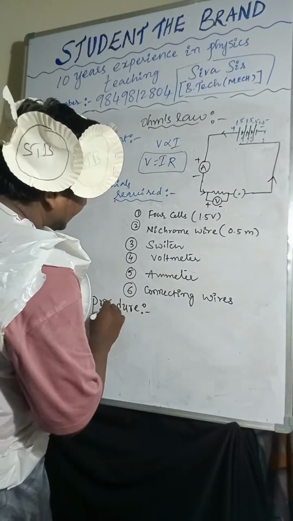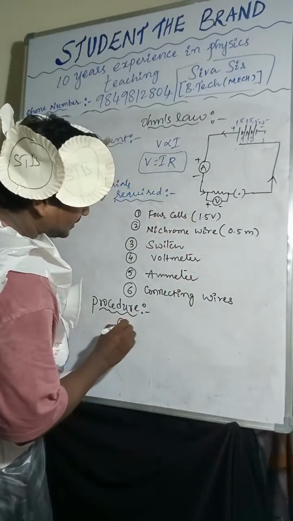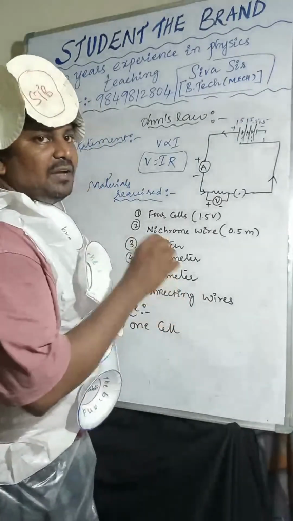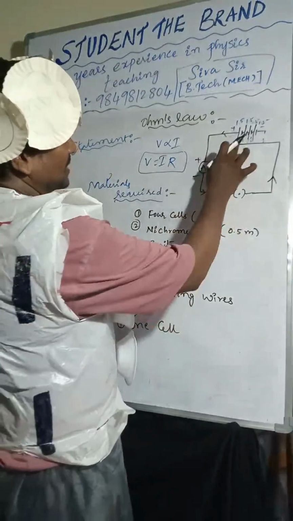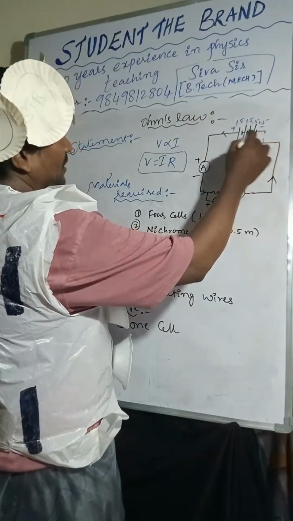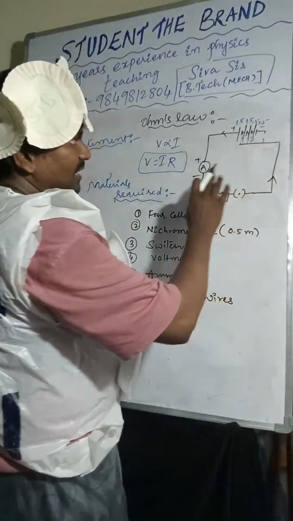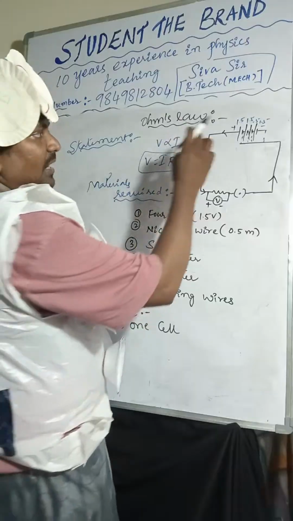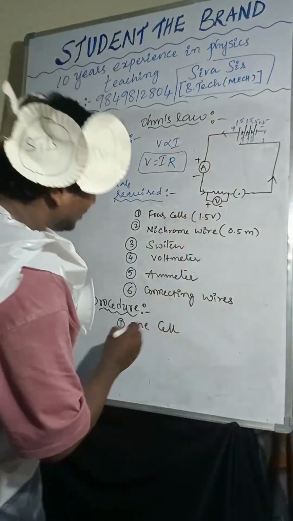So the procedure is nothing but: first you have to connect one cell, and note down the reading of the ammeter and voltmeter. That is the reason you can observe that we drew the dotted line. We mention the dotted line because we are connecting the cells one by one. So one by one, you connect one cell and note down the reading of the ammeter and voltmeter.